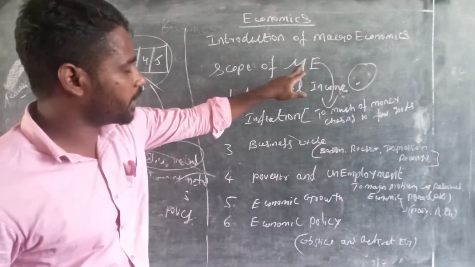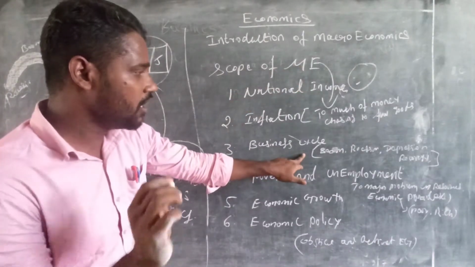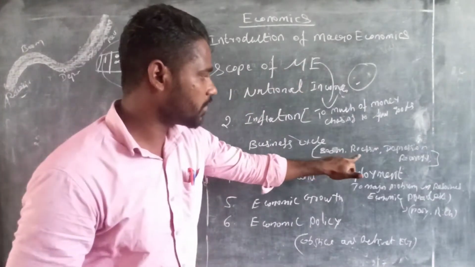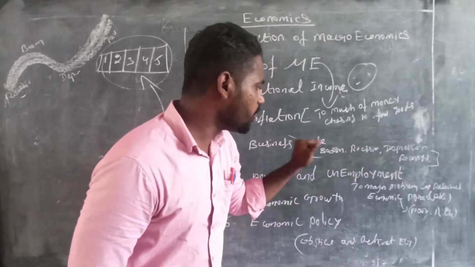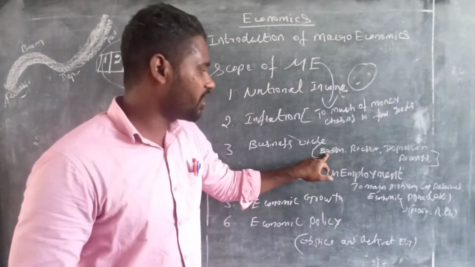First one was the scope of macroeconomics, and the third point is the business cycle. It has only a small content: boom, recession, depreciation, recovery. What do you mean by boom? Boom is the high level.